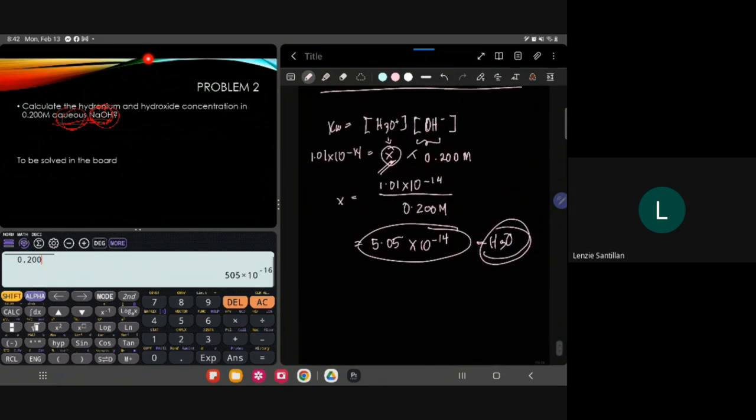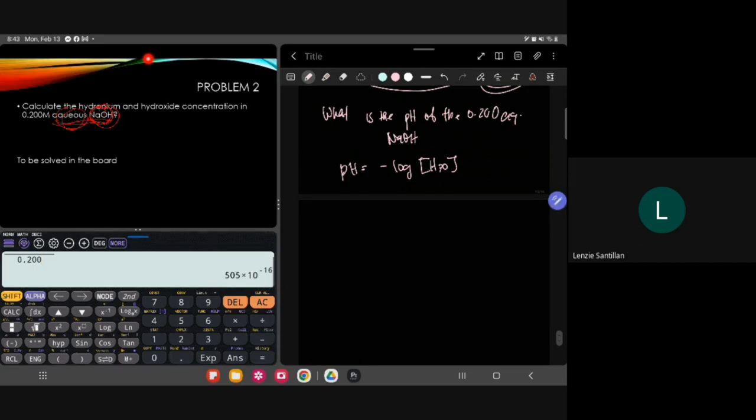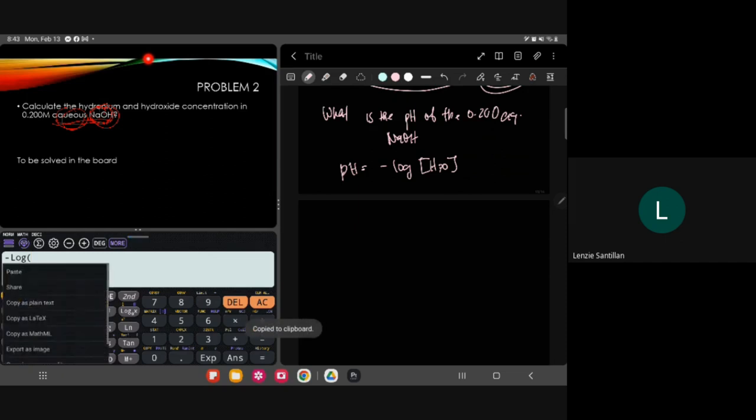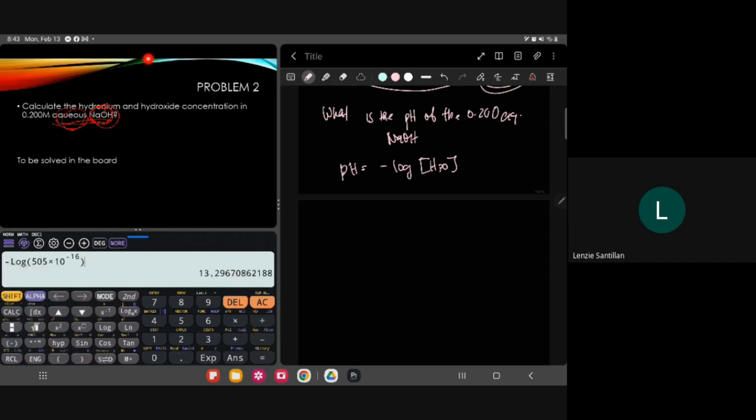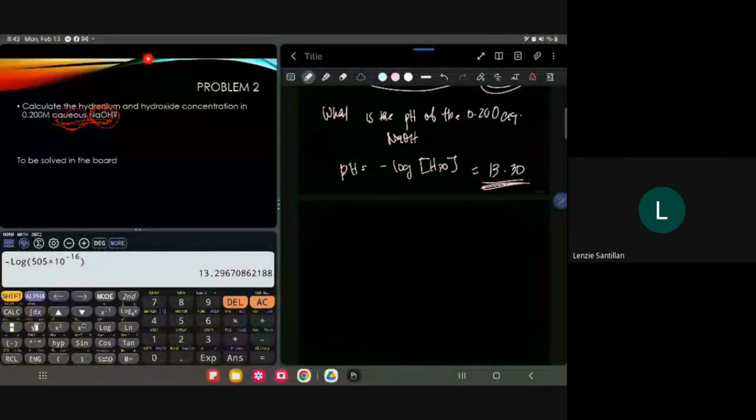Maliwanag yun, guys. Now, follow-up question, halimbawa, what is the pH of the 0.200 aqueous solution of your NaOH? So, our formula for pH is ano? pH is equal to negative logarithm of H3O or H. Tama? So, if we're going to compute for that, copy natin siya. Okay, negative logarithm of, ayan, yung kanina natin. So, ang pH niya is 13.30. Nagme-make sense ba to guys?